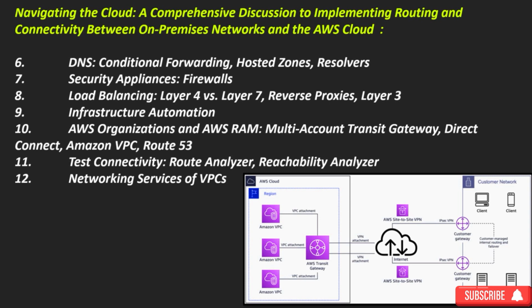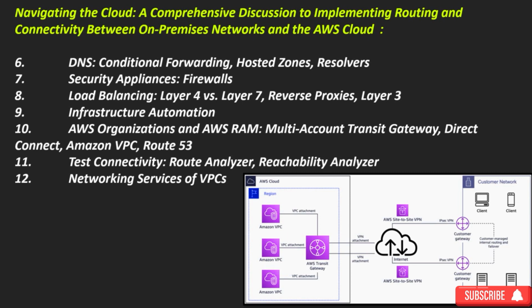The next will be on testing connectivity, the Route Analyzer and Reachability Analyzer. Regularly testing connectivity is very crucial for identifying and resolving potential issues. AWS tools like Route Analyzer and Reachability Analyzer aid in diagnosing and optimizing network connectivity. The 12th point, that is final, is networking services of VPC. So understanding the networking services offered within AWS virtual private clouds like VPC is the final piece of a puzzle. This includes considerations for subnets, security groups, and network access control lists like NACLs too.